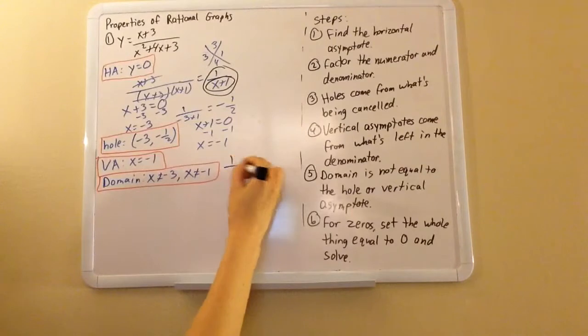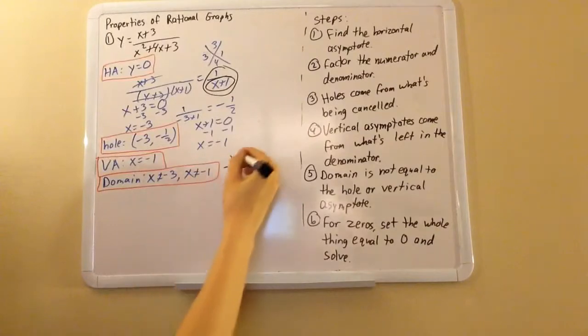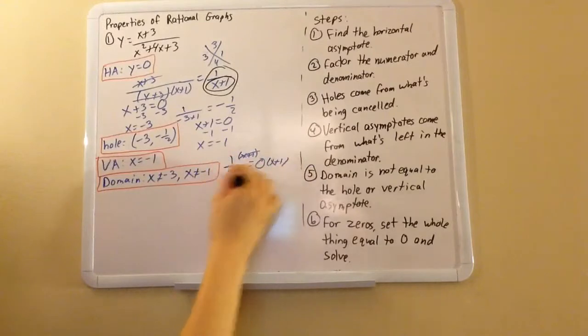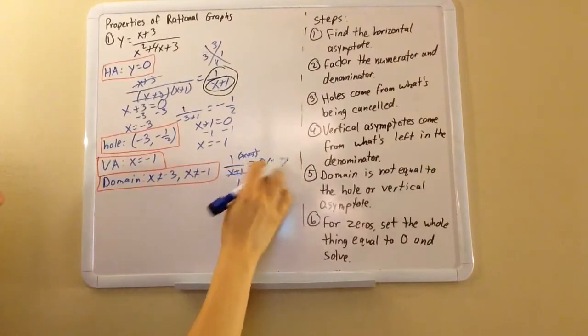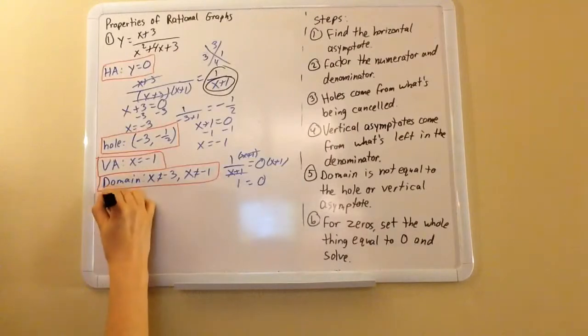So I get 1 over x plus 1 equals 0. Now, somehow I need to get rid of this fraction, which means I need to multiply both sides by x plus 1. Those will cancel out. 0 times anything is just 0. So right now I have 1 equals 0. Can 1 equal 0? And the answer is no. 1 cannot equal 0. One number cannot equal a different number. So this is actually no solution, which means that there are no zeros here.